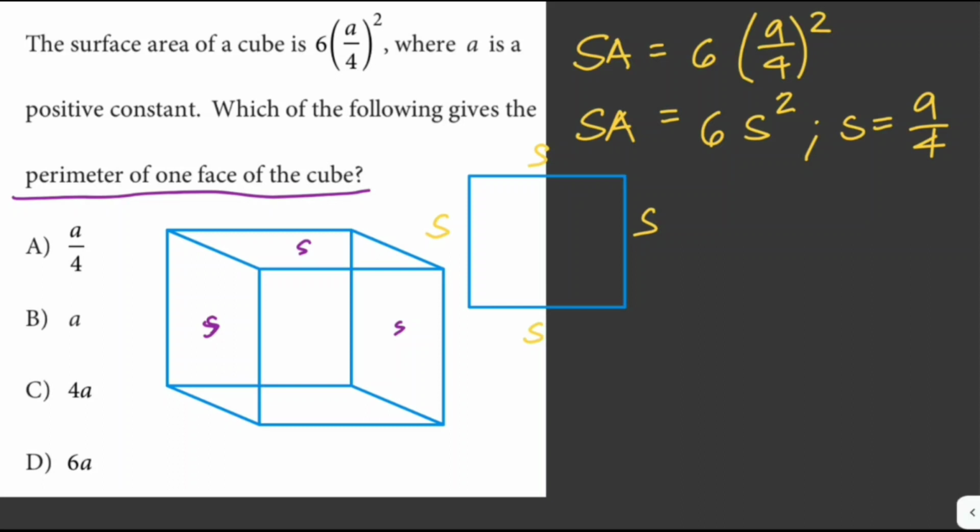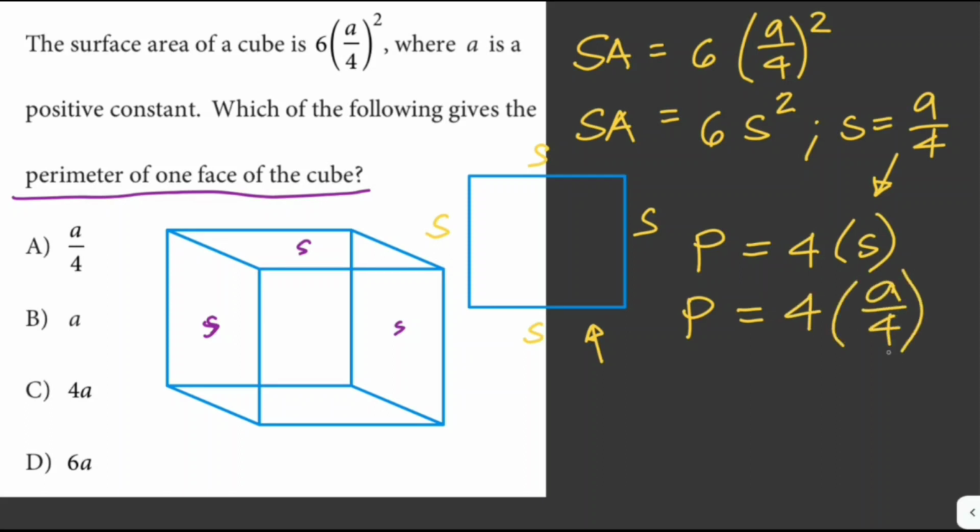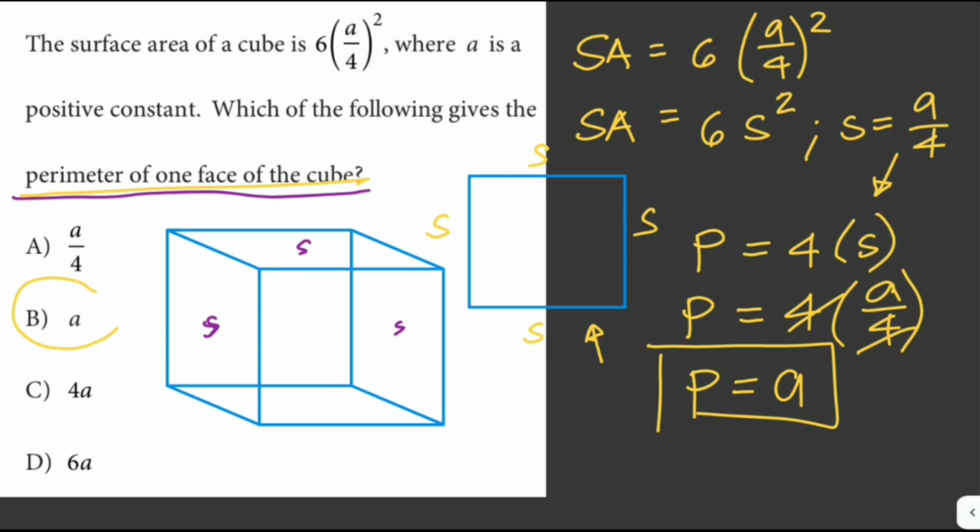a over 4, and one face of a cube is just a square, so we get the perimeter of the square. So to solve for the perimeter of the square, that is just equal to 4 times the side. So our side is equal to a over 4, we just plug in the value of our side here. So this is 4 times a over 4. 4 cancels out, therefore the perimeter of one face of the cube is just equal to a. So the answer here is letter B.